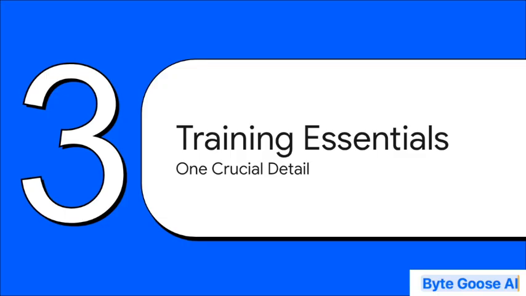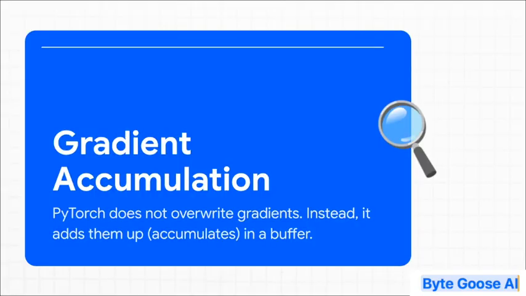Training loop essentials. We've seen all the nice, clean, high-level pieces, but now we need to zoom in on one really crucial detail inside the training loop. This is something that trips up almost everyone when they're starting out, so it's super important to get this right. Okay, here's the big gotcha.